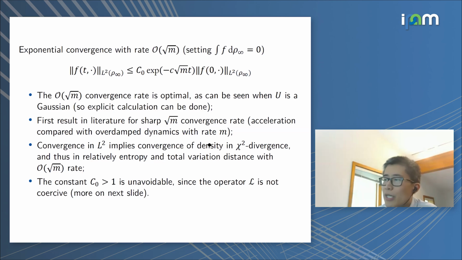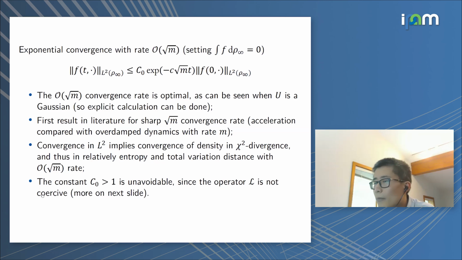But actually, L2 convergence of the kinetic Fokker-Planck implies convergence of the forward equation, the density, in chi-square divergence. Because chi-square is stronger than relative entropy and total variation, if you want the result in terms of those metrics, the convergence is also in root M. We do not know Wasserstein, which is actually an interesting open question. For people interested in optimal transport, that would be a nice question to consider: what's the convergence rate in Wasserstein distance?